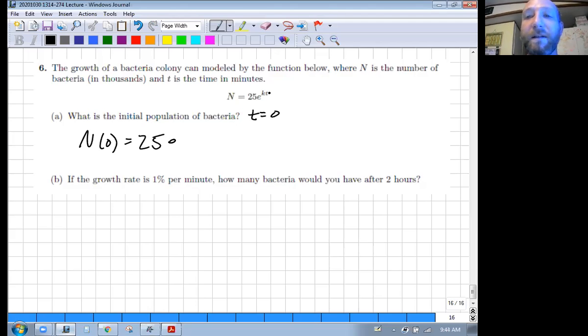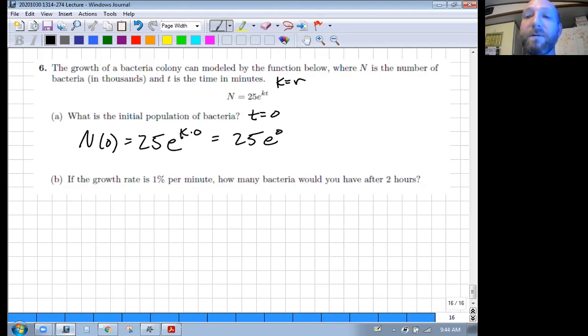25e to the kt. They have a k here. You can call it k, you can call it r. K is a constant. It has to do with the growth rate. Whatever you want to call it, k or r, doesn't matter here. We're plugging 0 in for t.